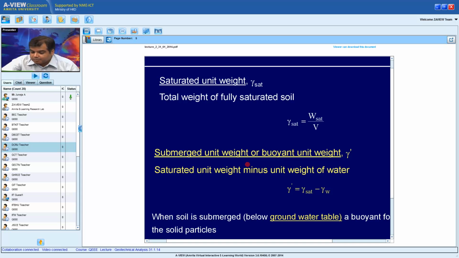So the submerged or buoyant unit weight is usually written as gamma prime, and if you're happy with CGS units, it will be written as rho prime. So gamma prime in this case equals gamma saturated, which came out from the previous expression over here, the saturated unit weight, assuming that all the voids in the soil are now filled with water because it's below the water table, minus gamma water, which is the unit weight of water. The general value is 9.8 kilonewton per meter cube.